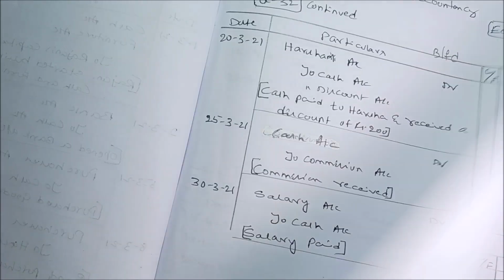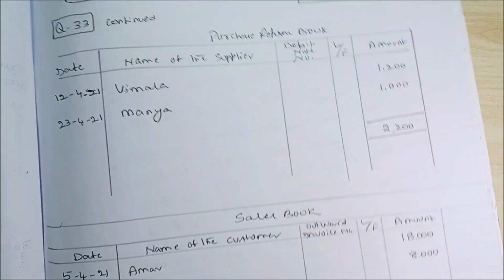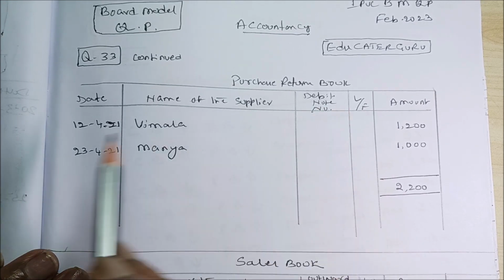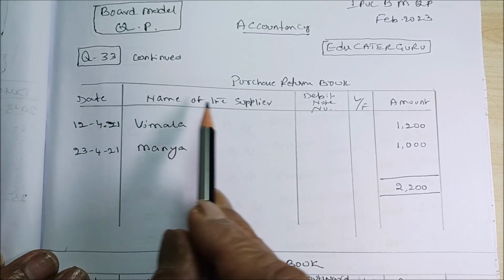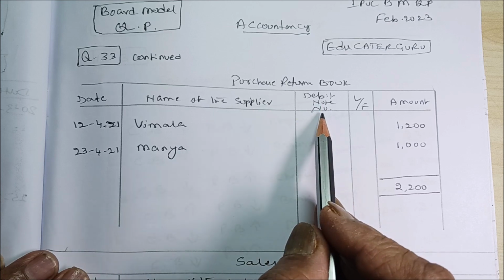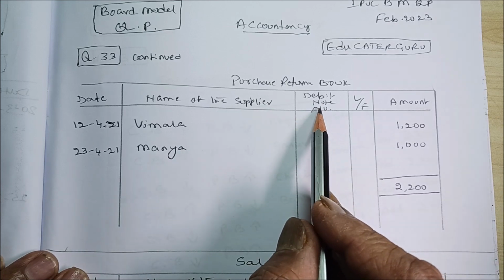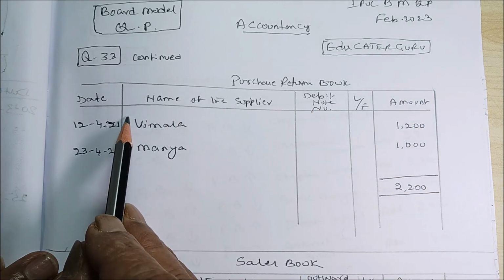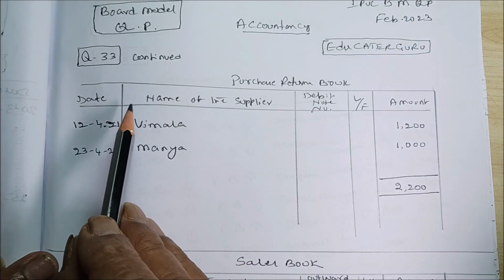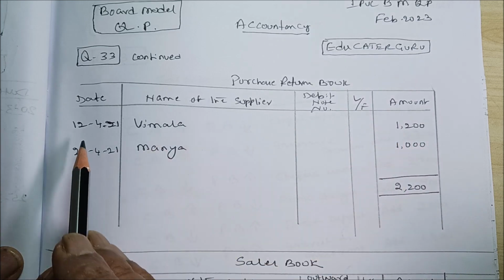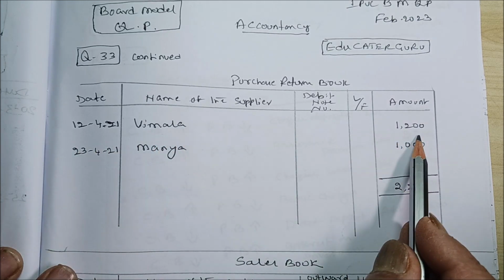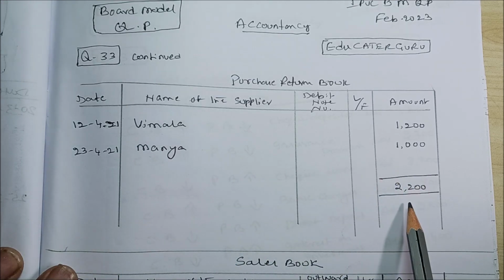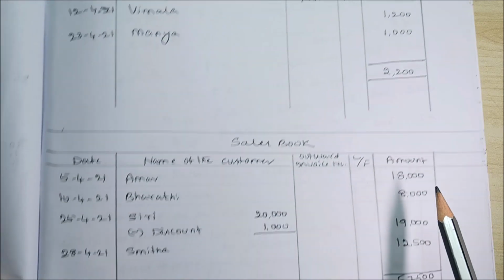61,050. Now purchase returns book: date, name of the supplier, debit note number, ledger folio, amount. Even the debit note number you can write after the date also, no problem, but let us follow one system. 12/4/21 Vimala 1,200, 23/4/21 Manya 1,000, total it is 2,200.